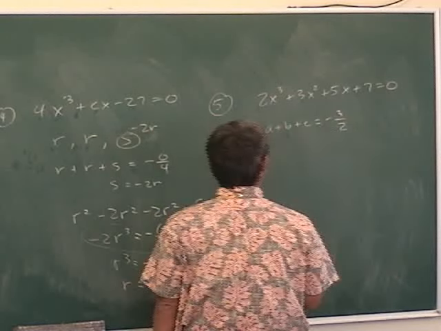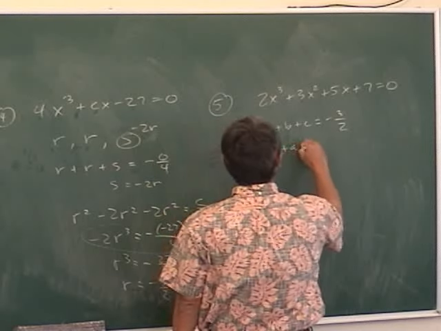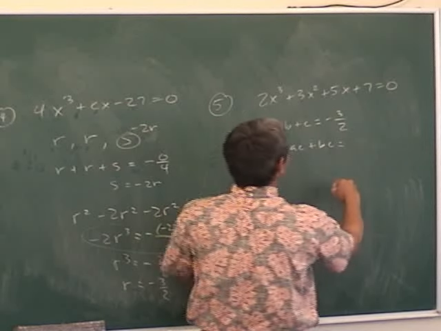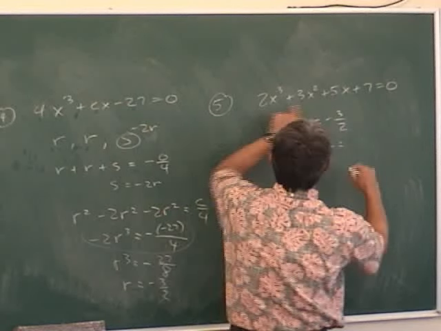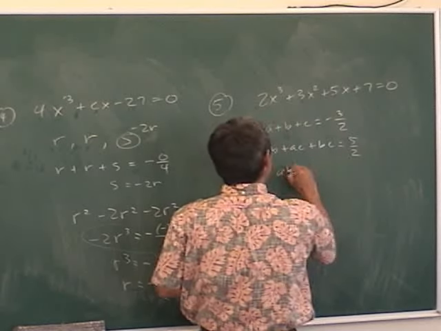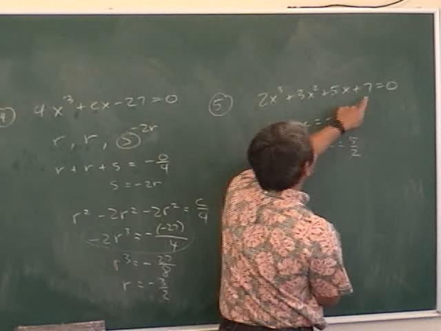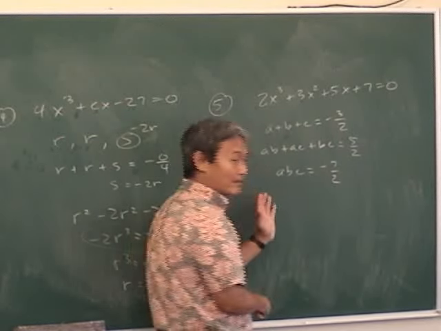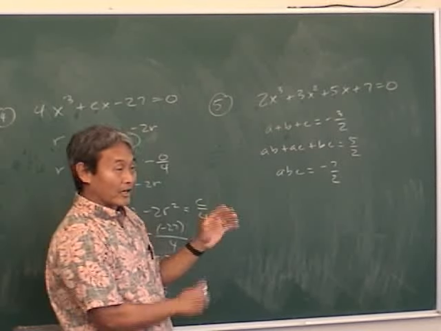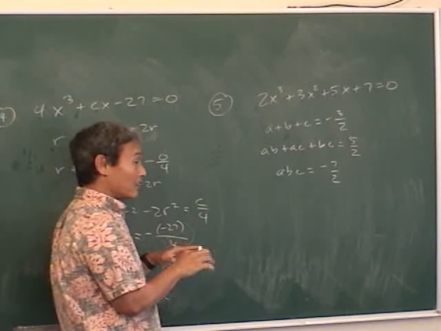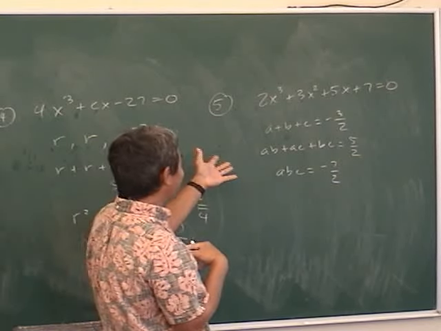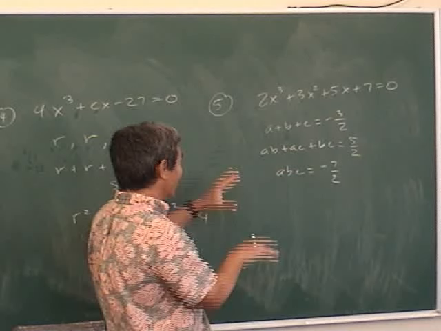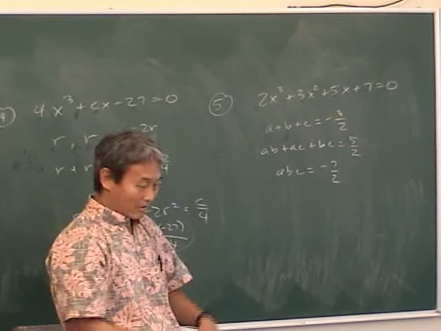Negative 3 over 2. If I multiply them two at a time, you get c over a. If I multiply three at a time, you get negative d over a. Can everybody at least write this down on their paper? Okay, now how do you use this? On Wednesday's test, or in Monday's quiz, if you write that down, I'll give you at least 1 point, but now you gotta use it to solve the problem.